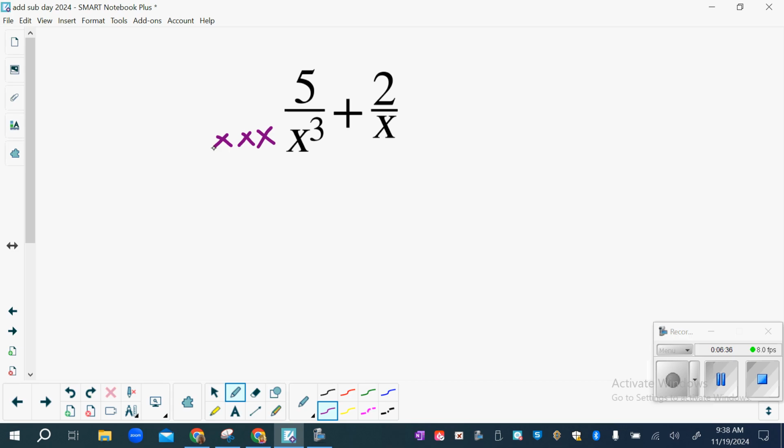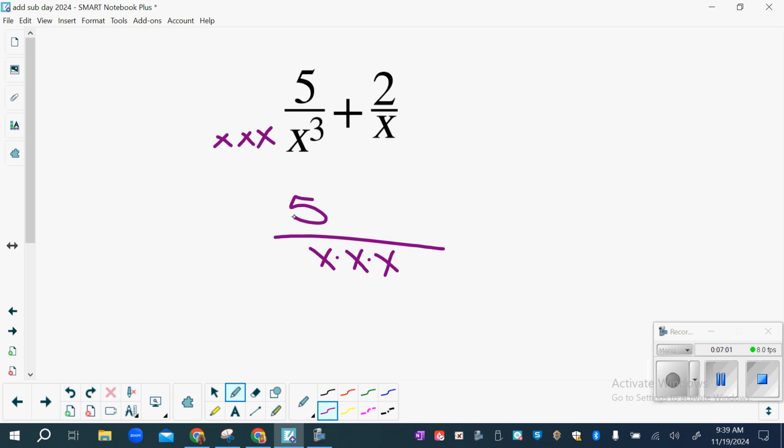That's really XXX. So my common denominator has to include everyone. It's inclusive. So I need at least 3 of those X's. That one is good because he's got at least one of them, right? So we're all good. Now I've got to get a common denominator. What does this guy need to look like this guy? Nothing. So I bring down the 5.